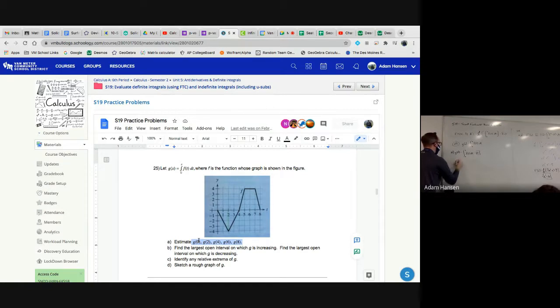What would g of 2 be? That'd be the definite integral from 0 to 2. So I'm going to accumulate more area because I have a lower bound of 0 and an upper bound of 2. Read that graph. What do you think? I think you're going to do your best to estimate it. Just kind of count those squares.